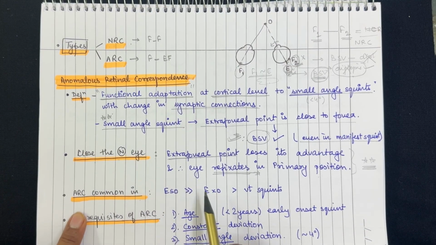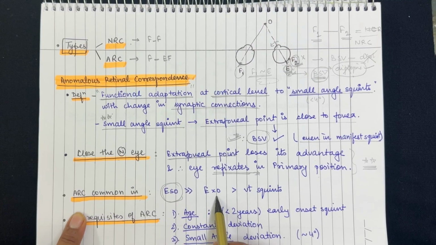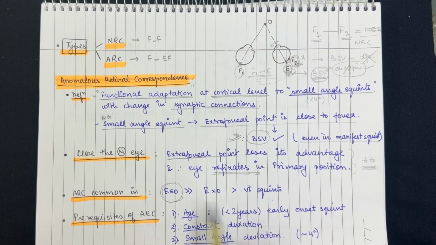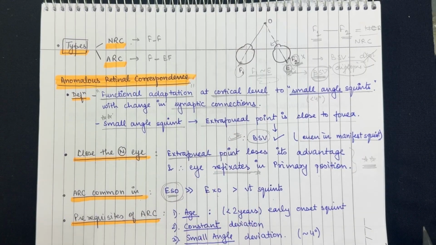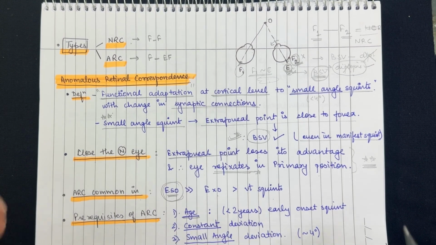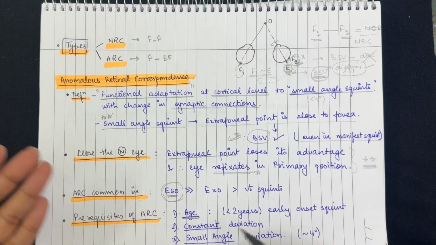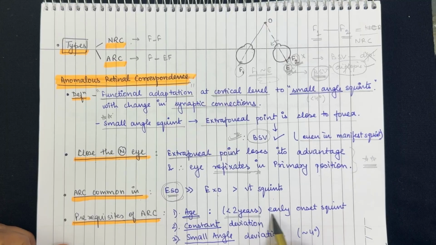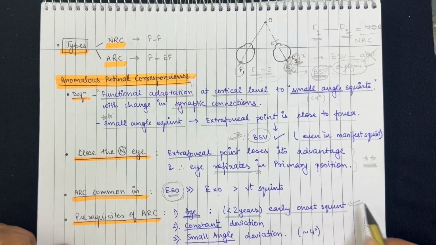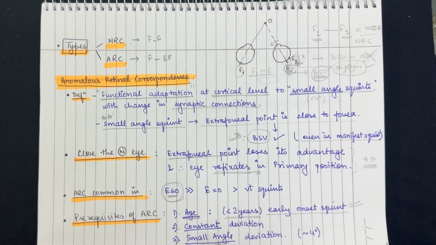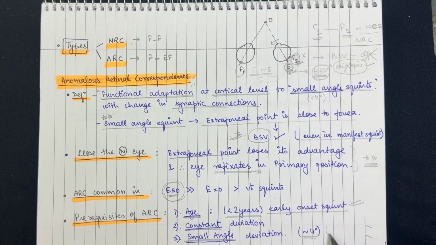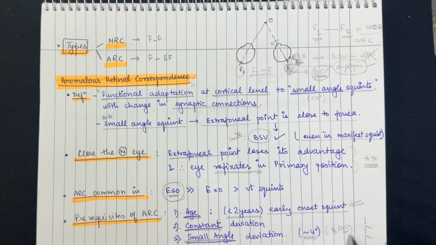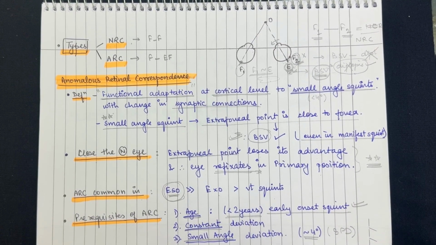Now this ARC is common in esotropias, then exo and then vertical squints, so mostly for eso. So if I ask you what are the prerequisites for anomalous retinal correspondence, number one, age. Obviously it should be a young age when the synaptic connections are made. So that is less than 2 years, and early onset squint. Then the deviation is constant and small angle, up to 4 degrees, or you can say 8 prism diopters, and it is only in the one eye.